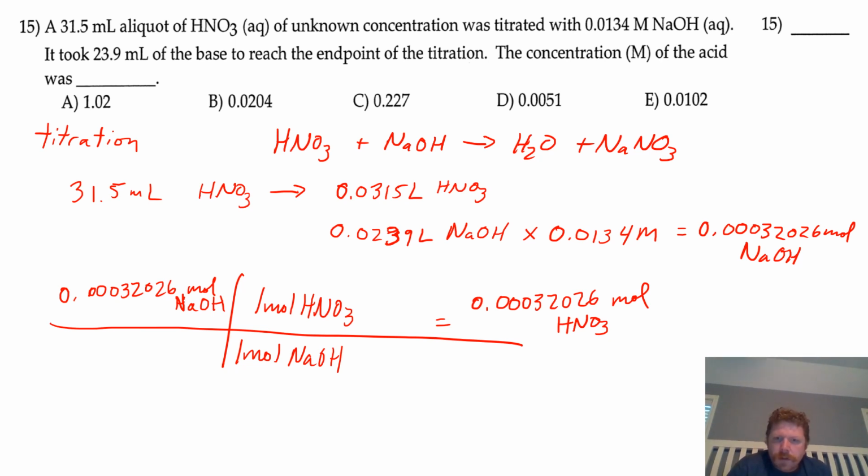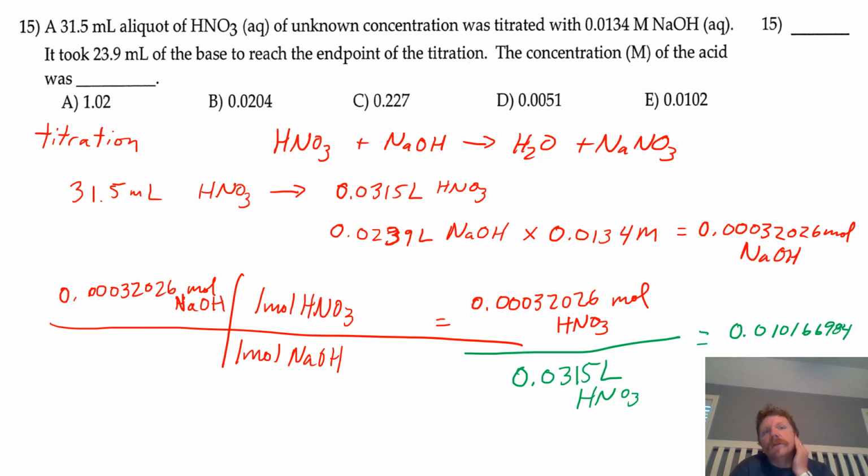I'm going to switch to a different color, green. So that many moles of HNO3 over 0.0315 liters of HNO3, and we are left with 0.010166981. Obviously, that's way too many significant figures. We look at our best answer options here.